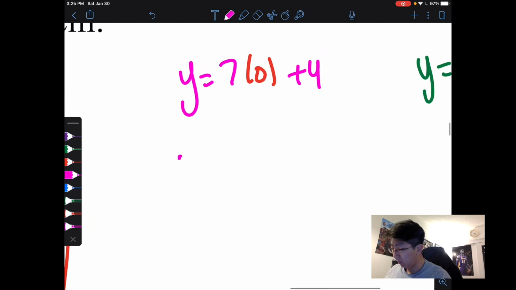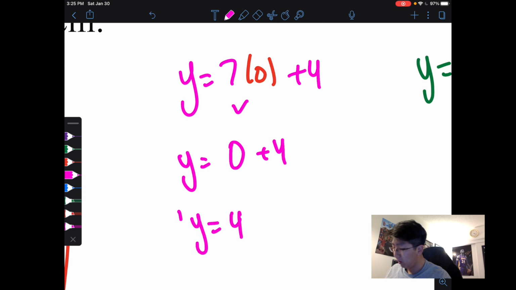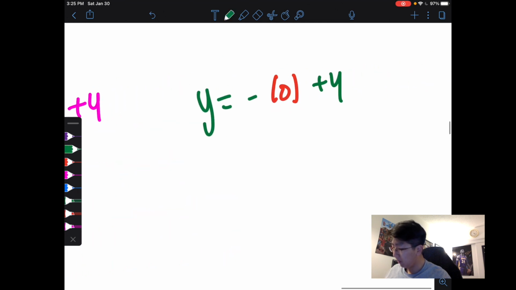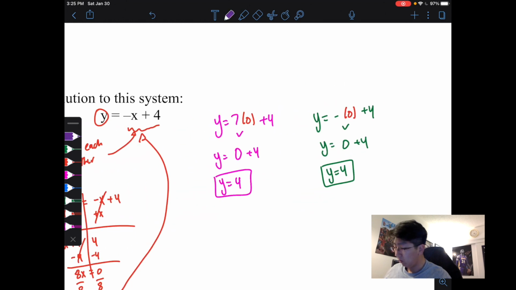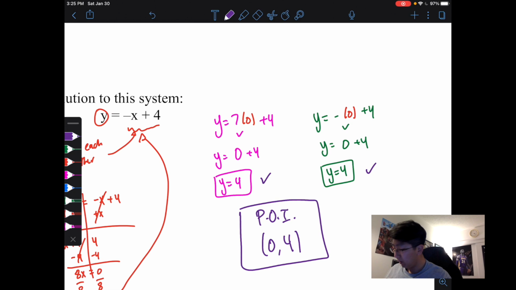Okay, let's solve the first one first. y equals 7 times 0, which is 0, plus 4. y equals 4. This next one, y equals negative 0 times 0 plus 4, and y equals 4. So it works: when x is 0, y is 4 for both of these equations. We checked one here and one here. So our POI is 0, 4.